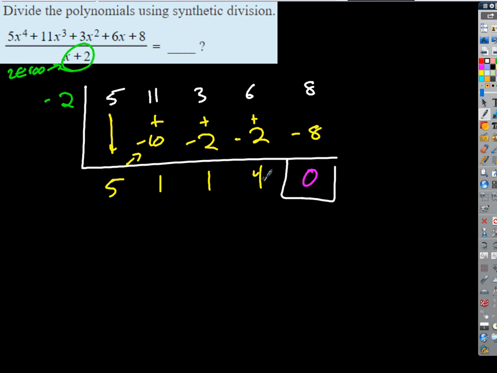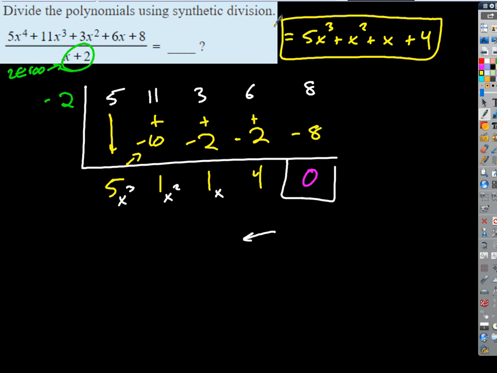How do I interpret this, though? These are the coefficients of the polynomial. It's easiest to work your way over from the left, because you know that the number next to the remainder box is always the constant. That's the coefficient of x, coefficient of x squared, x cubed, and so on. So our answer is 5x cubed plus 1x squared, which is just x squared, plus 1x, which is just x, plus 4. And that's it. We don't need to put a remainder on this one because the remainder is 0. So that's the correct answer.